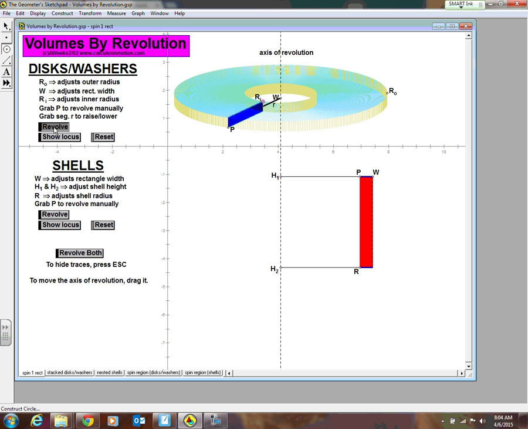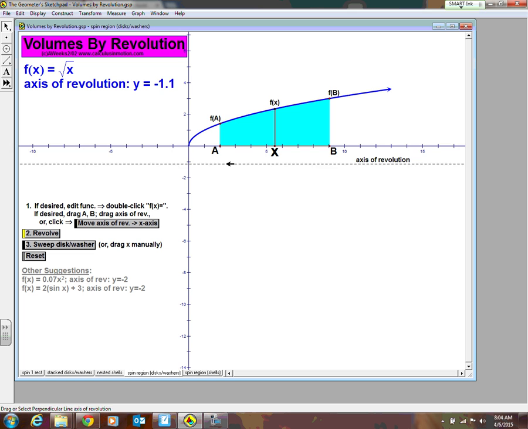Do you know what a washer is? Like they use with nuts and bolts? Yes. All right. So now let's spin a region. Do you see that blue? What is that going to look like if I were to spin it about that horizontal axis?